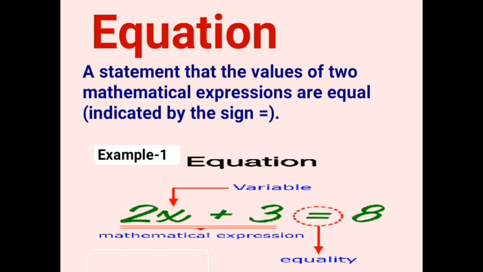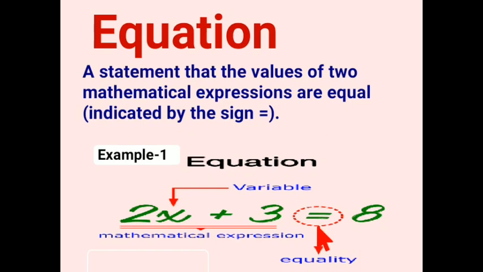It states that a statement that the values of two mathematical expressions are equal. Okay, a statement in which the two mathematical expressions are equal. So it is indicated by the sign equals to. Alright, so here you can see in the example one I have given here that this is an equation. Why is it an equation? Because here you can see the equal to sign.